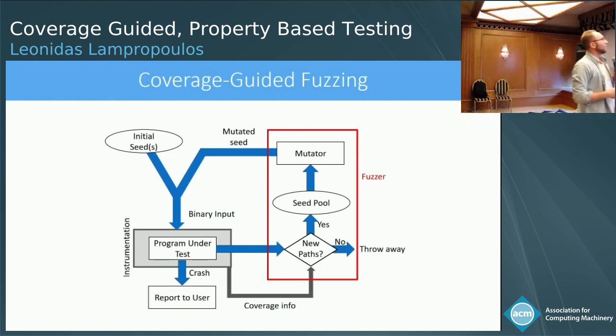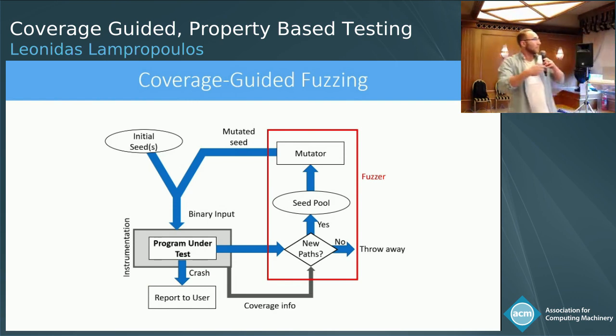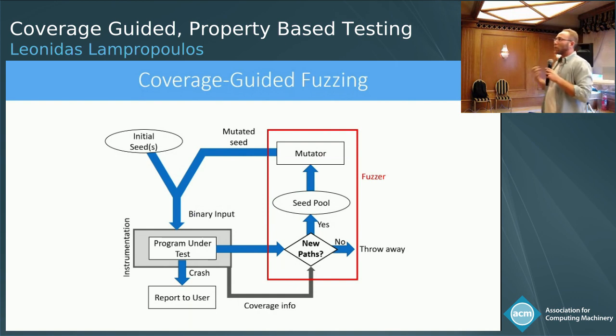We start in coverage-guided fuzzing with some initial seeds, and we execute the program under test. If at any point during this entire process we find a crash, we report it to the user, but more often than not, that will not be the case. If we don't find a crash, we check to see if that input is interesting. What do I mean by interesting? We instrument the program to extract coverage information, and we check whether this binary input led to new paths in the execution being explored. If it did, we add it to the seed pool.